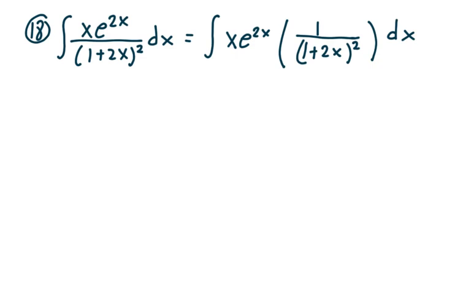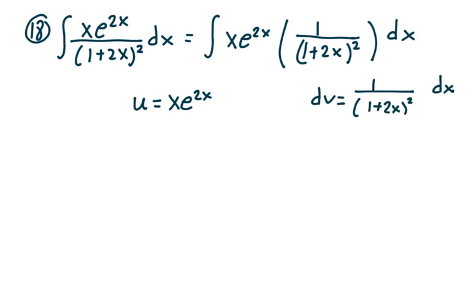The only thing really left that we can try is integration by parts. Now, I wrote it in a certain way on purpose because I know how to integrate 1 over (1 plus 2x) to the second. I'm not so sure about x e to the 2x. And so when I do integration by parts, I'm going to let u equal x e to the 2x. dv is 1 over (1 plus 2x) to the second dx.